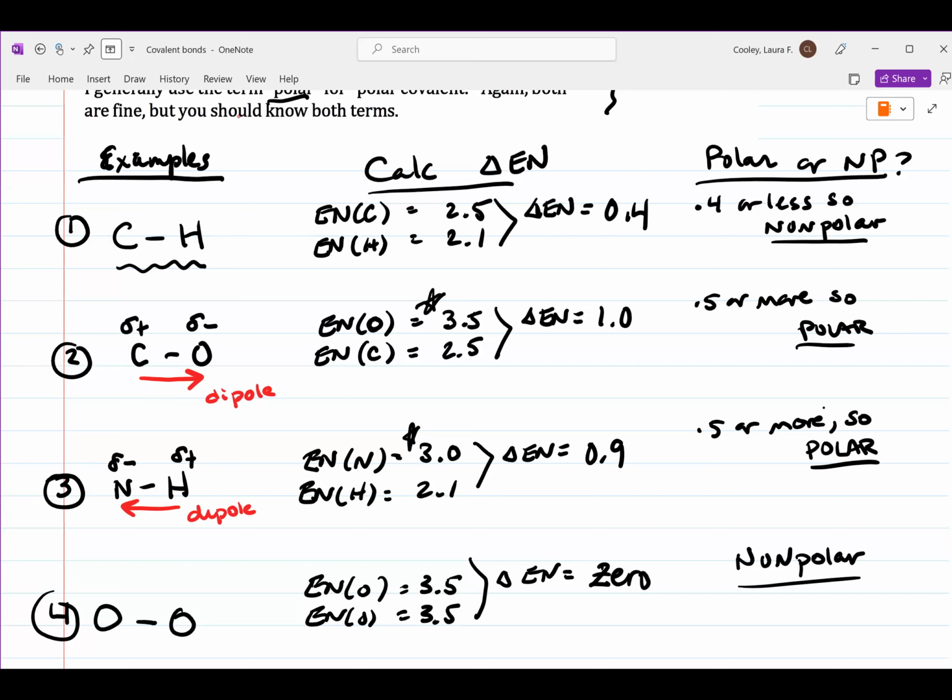So a dipole is just, it shows the direction that an electric field vector would point. It points from the positive to the negative.